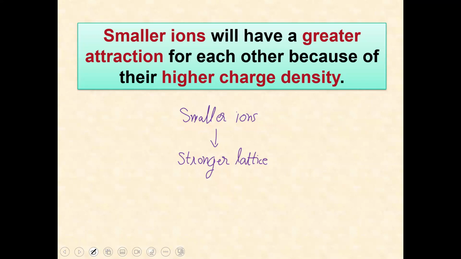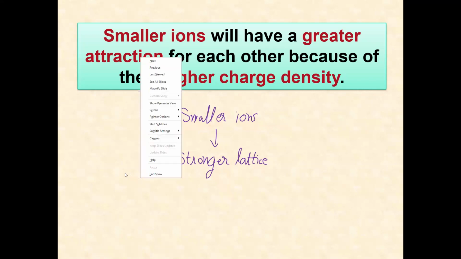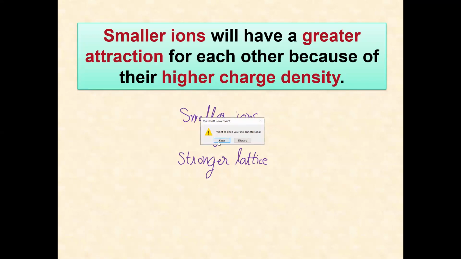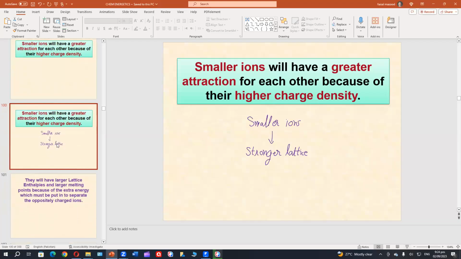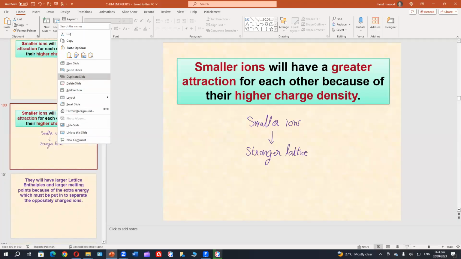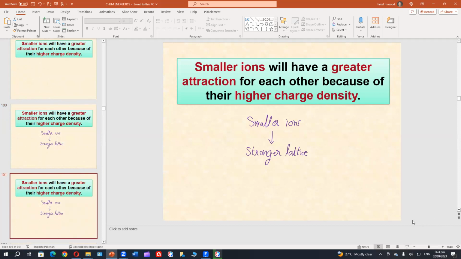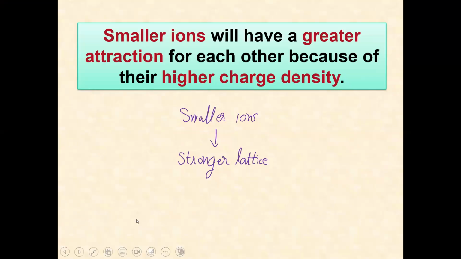Now, if the lattice is strong, will the substance have a higher melting point or lower melting point? Let me know. You have to tell me. Stronger lattices, do they have higher melting point or lower melting point?